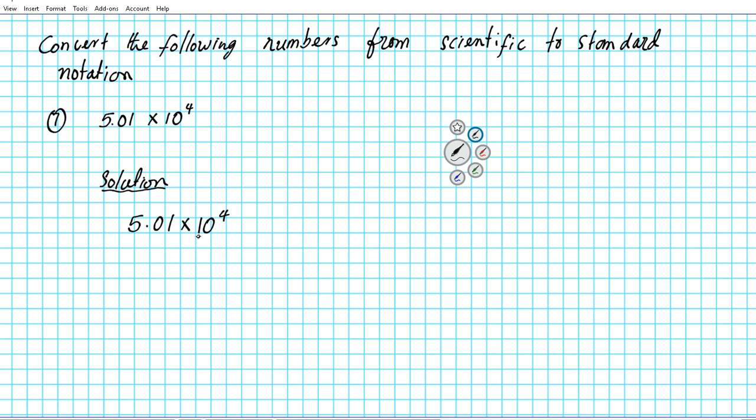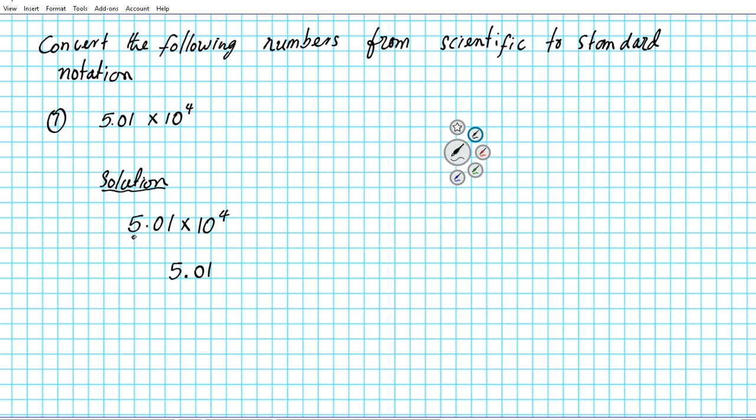Now, this 10 raised to the 4th is a component of scientific notation. You don't have any number multiplied by 10 to a power in standard notation. So we need this gone. We need to get rid of 10 to the 4th power. It's in the way. So how do we do that?